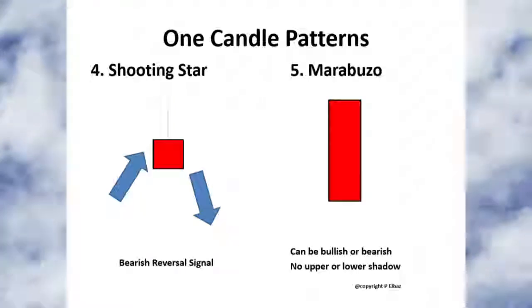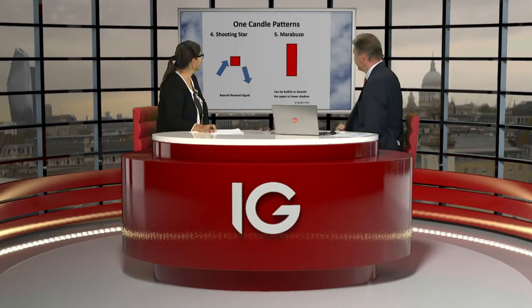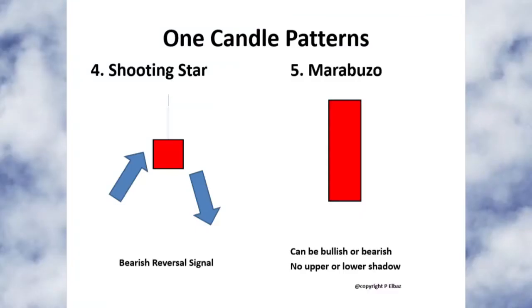Right, and what's a Marabuzo? So Marabuzo, a lot of the times we mention that. Marabuzo means a shaven head. So this is Japanese? Right, correct. So it's a shaven head, and what it's saying is that it doesn't have the wick, so it hasn't got the high and the low, upper and lower shadows. Right. And what does it mean?